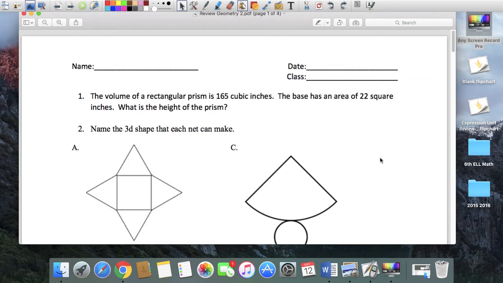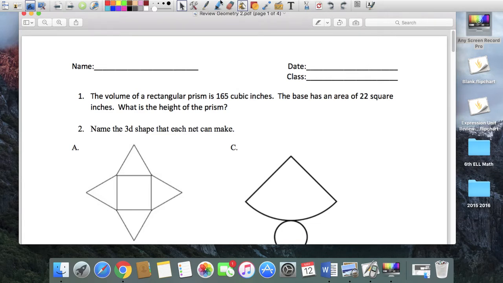First question. Volume of a rectangular prism is 165. Have your calculator handy because you're going to be using a calculator on Monday, so might as well get some practice, right? It's a volume problem, so to deal with volume problems, we're going to use volume equals big B times H. So what do we know?